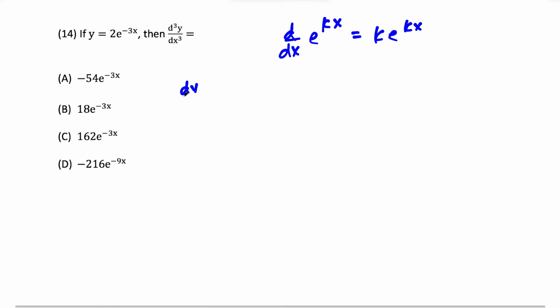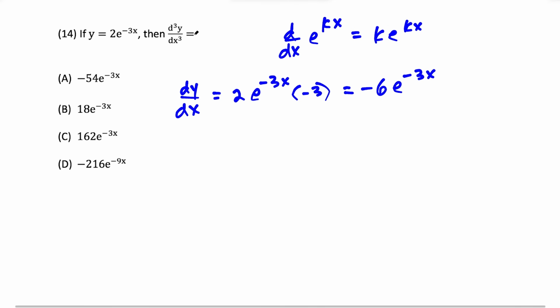So we have dy dx equals, and we have the constant in front we just leave alone. We have e to the minus 3x, but now we multiply by the derivative of the exponent, or we just take the coefficient of x, and we have negative 3 in front like this. Okay, so that's going to be our derivative. And now we multiply 2 times negative 3 is negative 6, and we have e to the minus 3x.